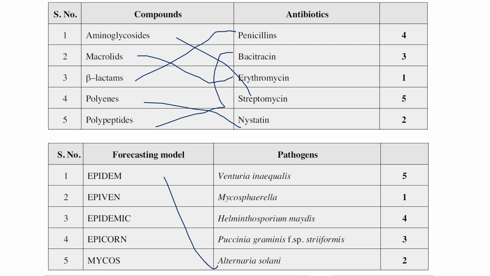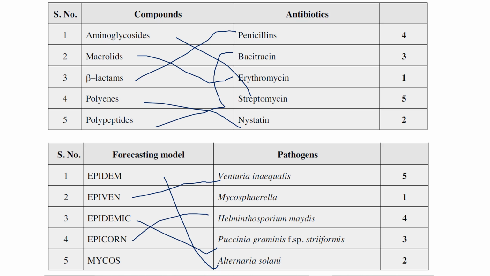EPIDEM is recommended for Alternaria solani. The next one is EPIVEN, for Venturia inaequalis. I think the first one is EPIDEM, probably, I'm not sure, but the year is 1969, developed by Horsfall, I think. EPIDEM or EPIDEMIC, a little bit confused, please go through it. EPIDEMIC is for Puccinia graminis tritici.